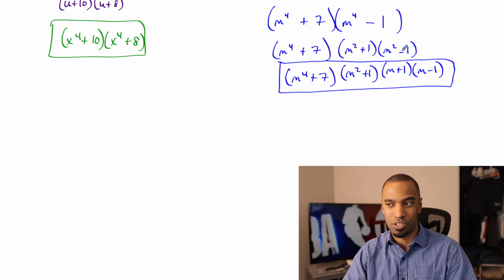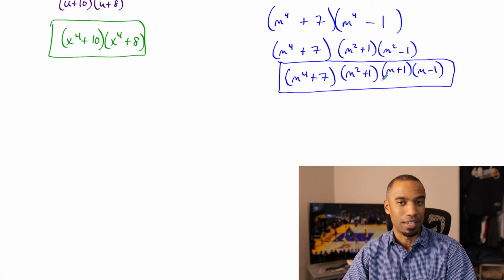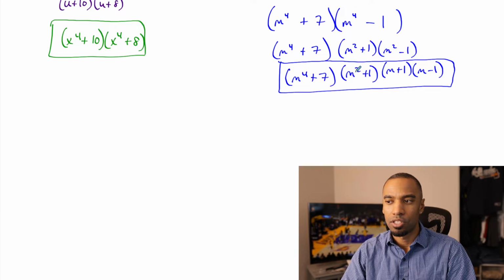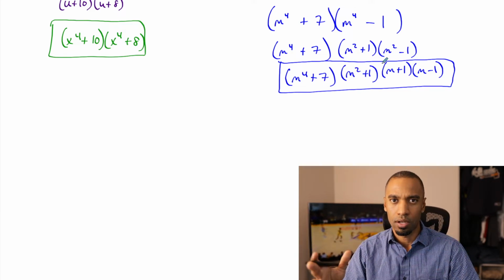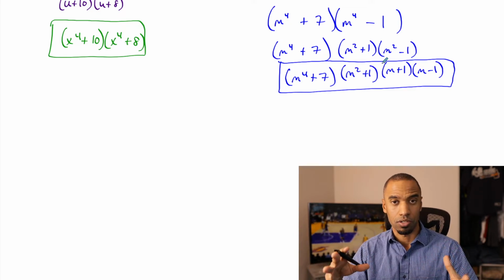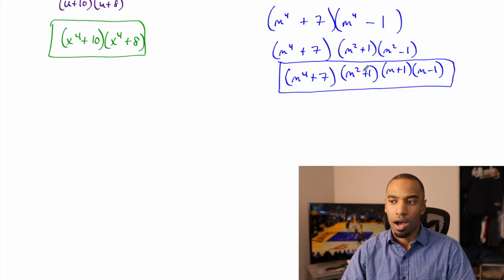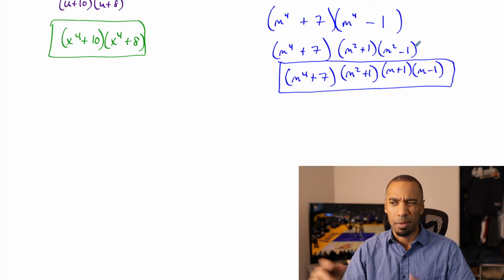As long as there's a difference of 2 squares with a 1, I can keep breaking it down. Now, why didn't I do it with m squared plus 1? Because there is no sum of 2 squares with real integer factors. M squared minus 1, I'm not going to get deep into it.